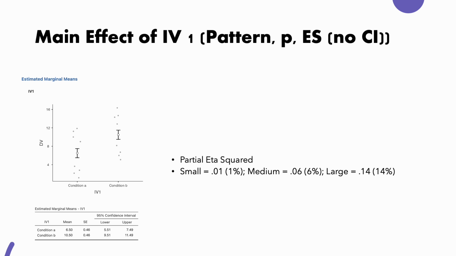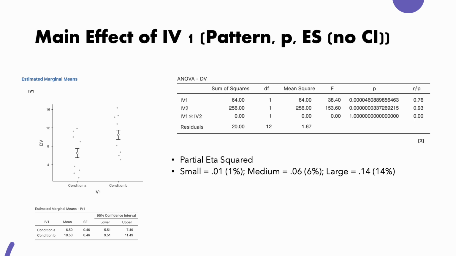So that's our pattern. And then we look at this ANOVA table that Jamovi gives us, and we pay particular attention to the row with independent variable 1. So is this pattern where condition B is greater than condition A a significant pattern? Yes, the p-value is less than 0.05. Remember, I'm making up my data, so you won't always find significant results.